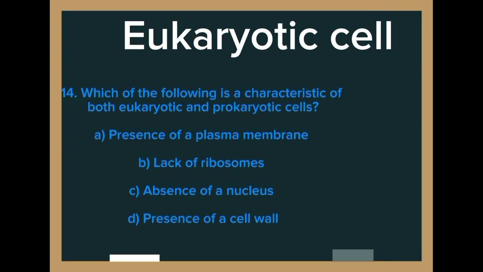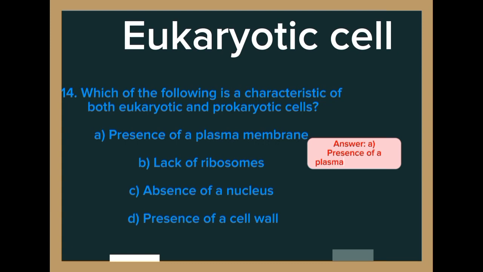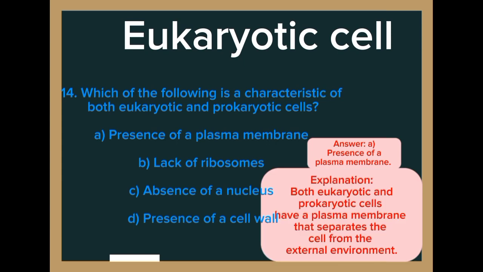14. Which of the following is a characteristic of both eukaryotic and prokaryotic cells? A. Presence of a plasma membrane. B. Lack of ribosomes. C. Absence of a nucleus. D. Presence of a cell wall. Answer A. Presence of a plasma membrane. Explanation. Both eukaryotic and prokaryotic cells have a plasma membrane that separates the cell from the external environment.